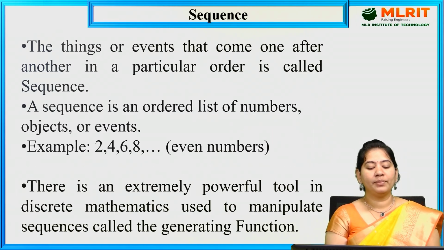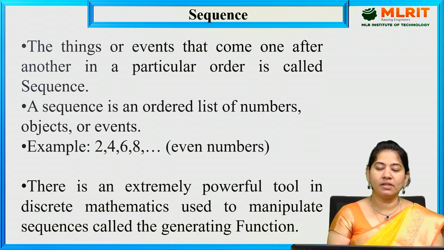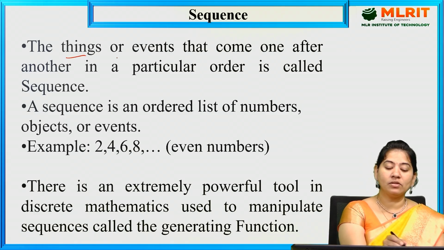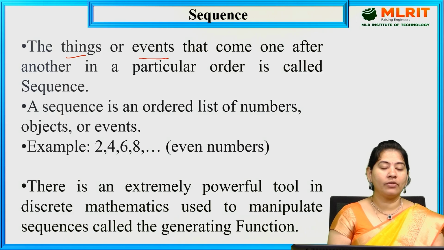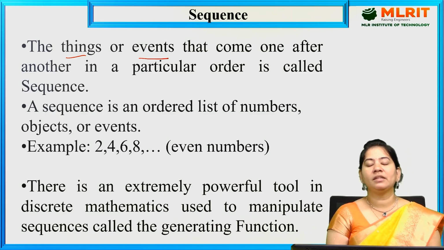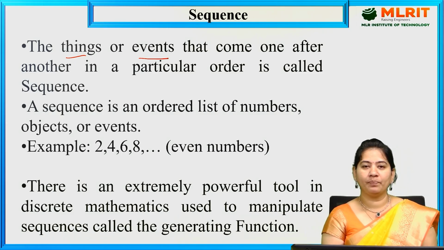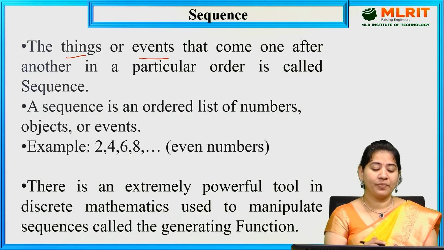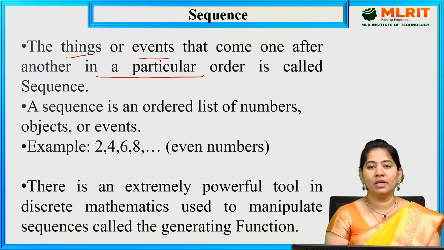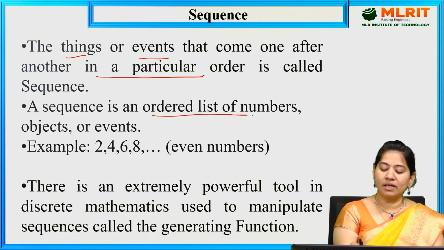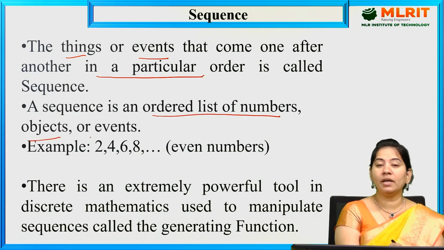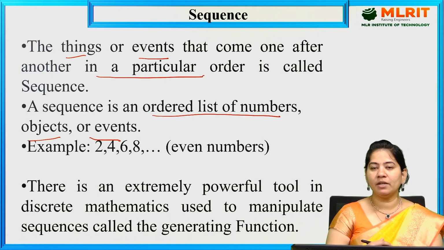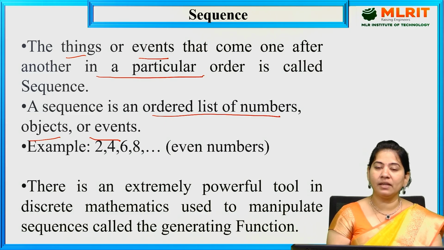Besides the generating function, we also have the sequence. What is meant by a sequence? The things or events which come one after another. A sequence is where items follow one by one. In terms of our subject, any event or thing which occurs one after another in one particular order is called a sequence. So a sequence is an ordered list of numbers. It can be objects or events also. Whatever it may be, objects, events or numbers, they will occur one after another.